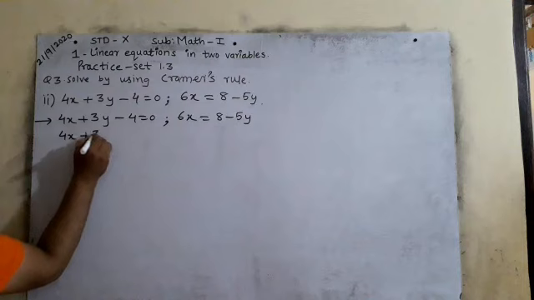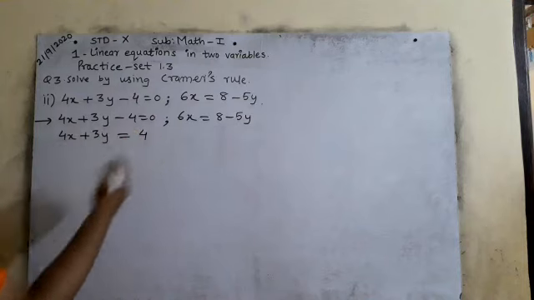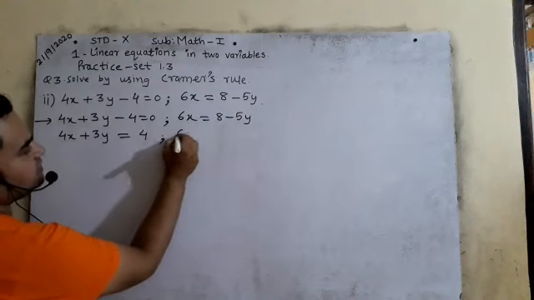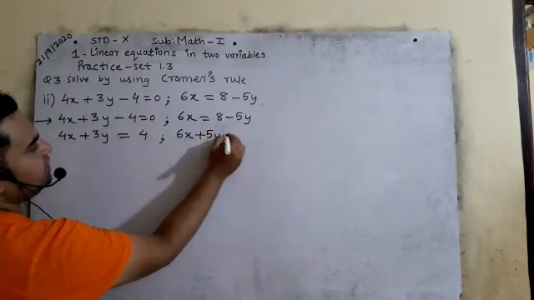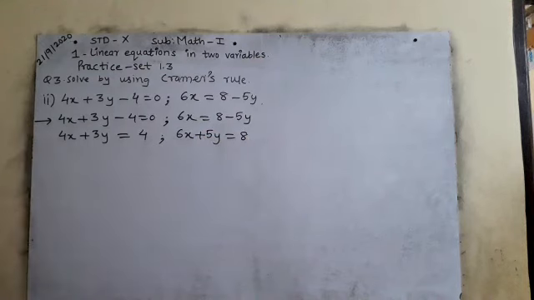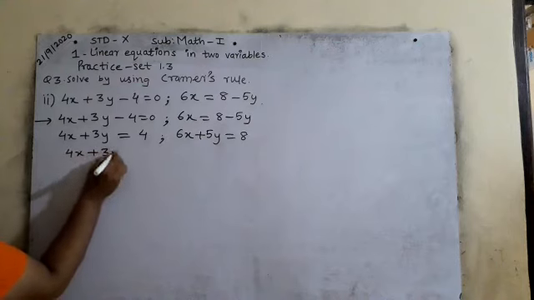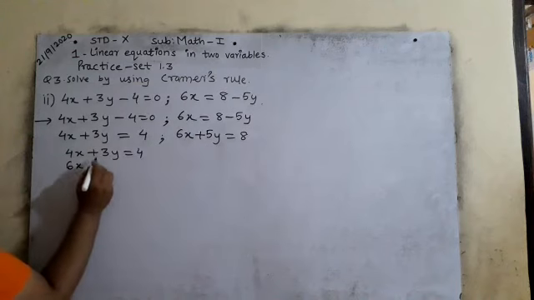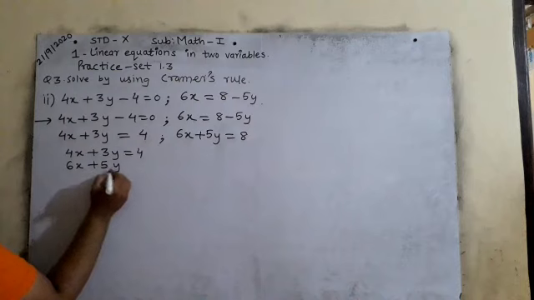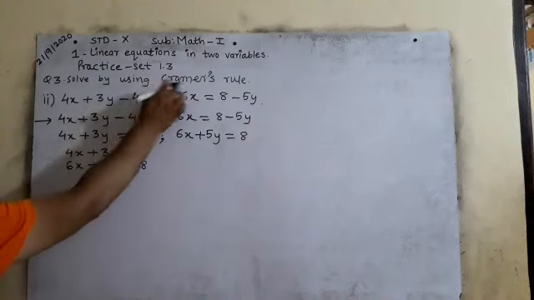4x plus 3y is equal to 4. This minus 4 will go to the right hand side. Now see the second one, 6x, this minus 5 will come here, it will be plus 5y is equal to 8. Now there are two equations. Now see how to solve. First equation you will write above, the second equation you will write below. 6x plus 5y is equal to 8, right? Now we have to find the solution by using Cramer's rule.